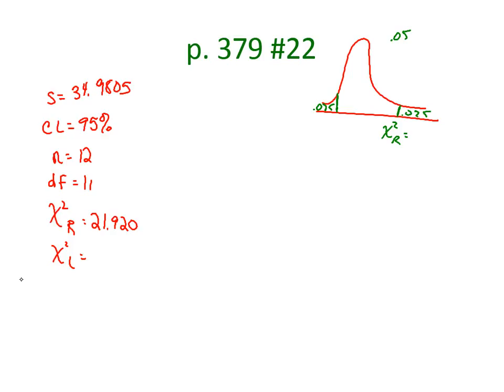Okay, if I'm doing the chi-squared on the left, what is the area to the right? If this is 0.025 over here in this tail, what's the area to the left? Okay, we're looking up the 0.975, still having my degree of freedom of 11, and so you should be getting 3.816.